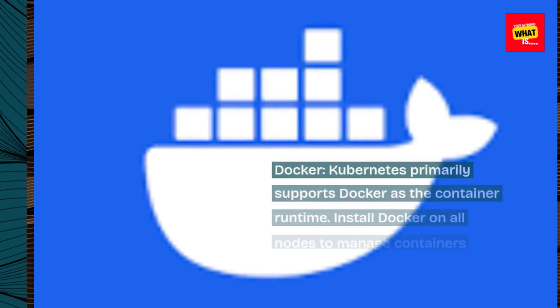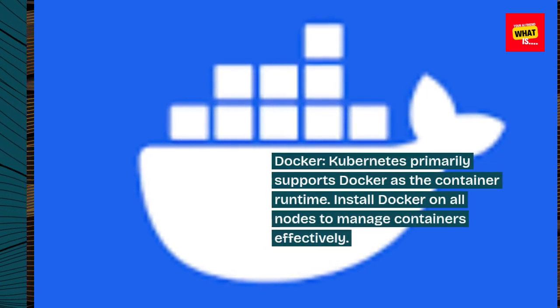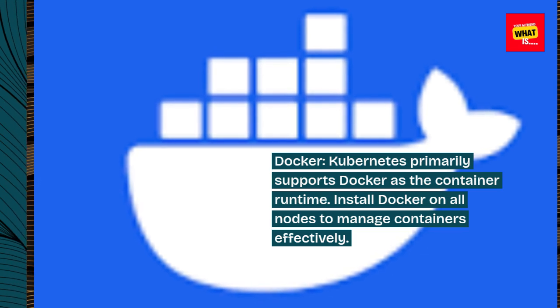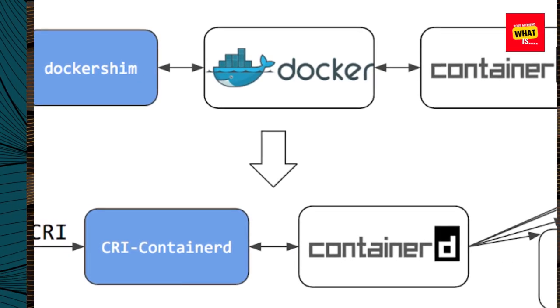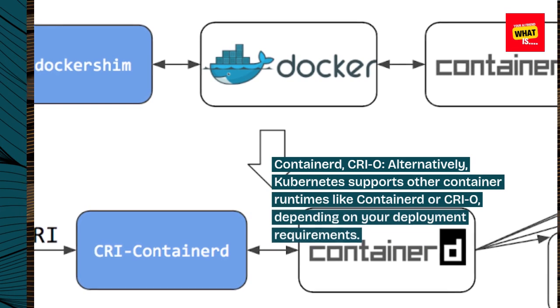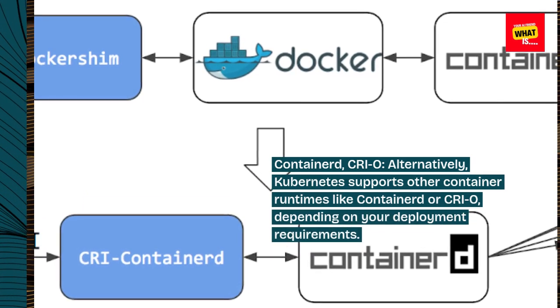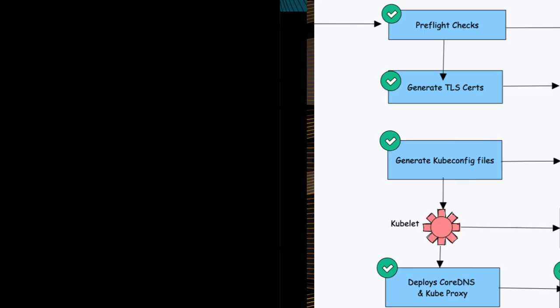3. Install container runtime. Docker: Kubernetes primarily supports Docker as the container runtime. Install Docker on all nodes to manage containers effectively. Containerd, CRI-O: alternatively, Kubernetes supports other container runtimes like containerd or CRI-O, depending on your deployment requirements.